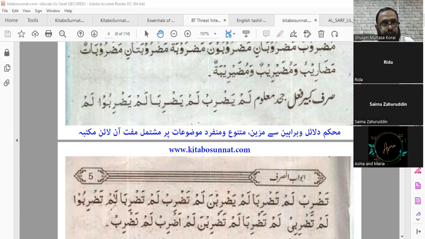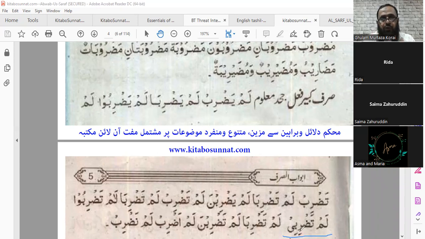Is that clear? Yes, sir. Now we are left with 3 more sigas. Now in 3 sigas, also noon comes. We are talking about wahid muannas hadir. That was tazribina. Now when lam enters into that, it becomes lam tazribi.